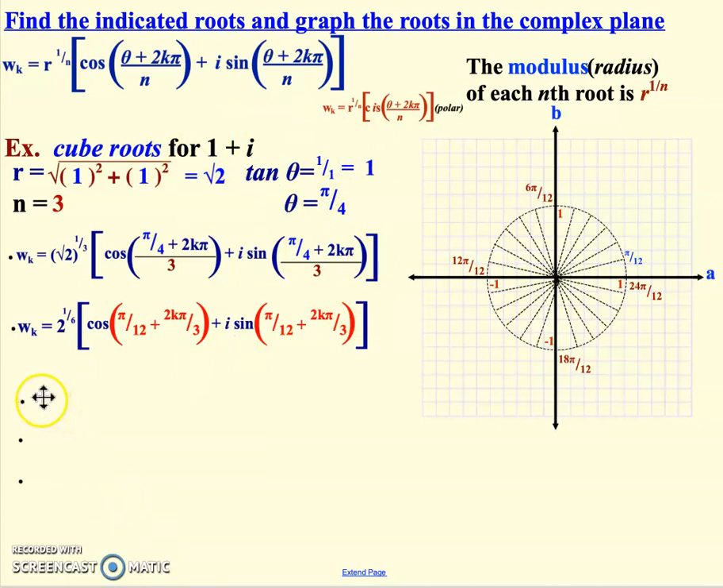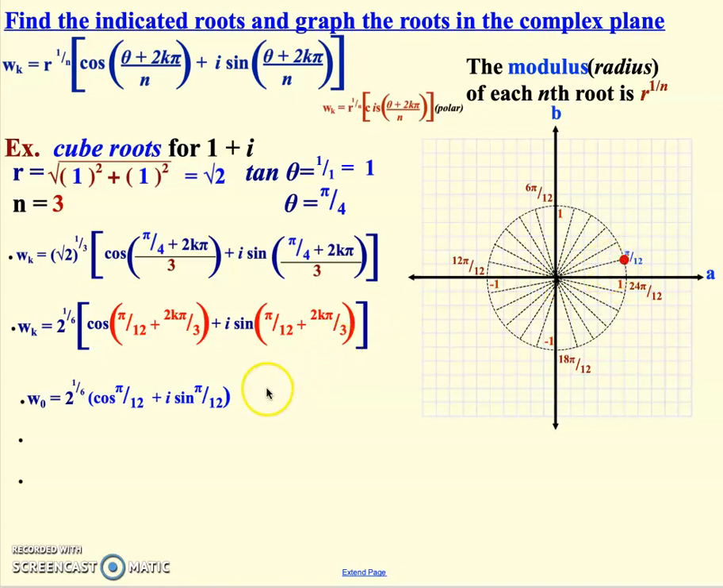Generating roots always starts with W sub 0, which means 0 has been plugged in right here, which knocks that out, which is why my first angle is pi over 12. In terms of what I just figured out, if I took 2 to the 1/6, which is a radius, and I rotate to pi over 12, it's the location of the first solution or the first root.